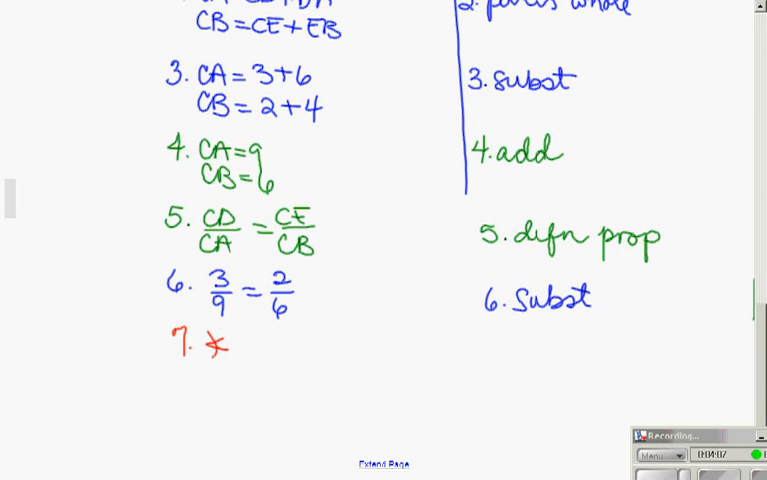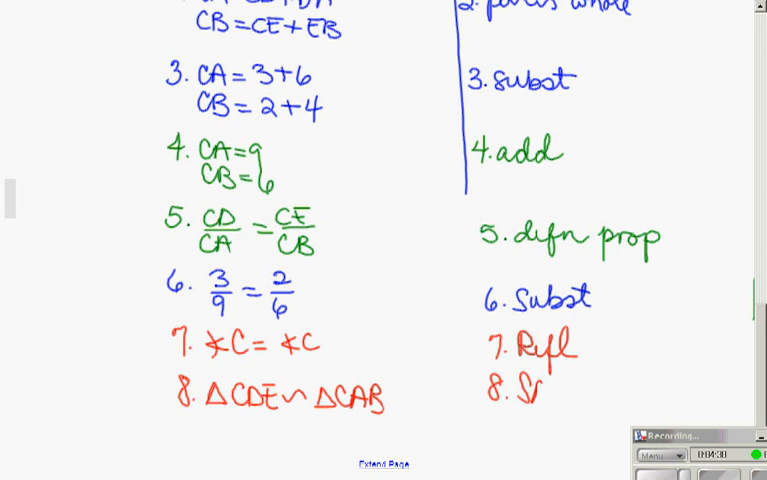I need my angle. Angle C is equal to angle C. That is by reflexive. Remember, when we have overlapping or shared pieces, we use reflexive. And now I can say triangle CDE is similar to triangle CAB by side angle side similarity.